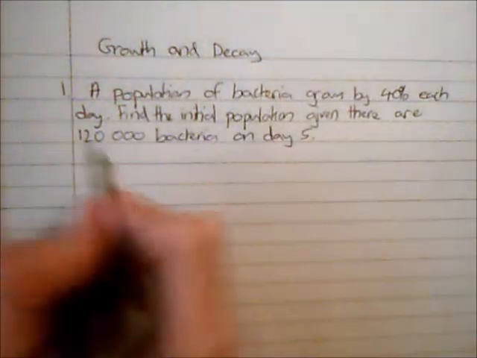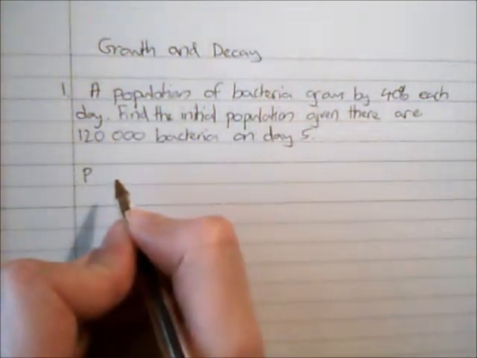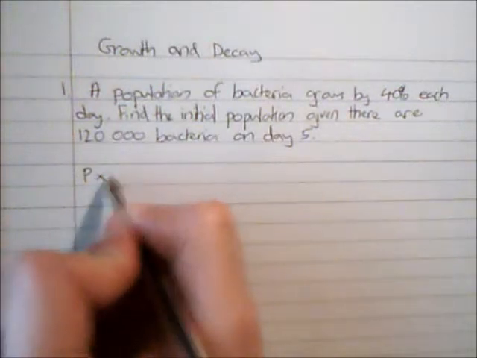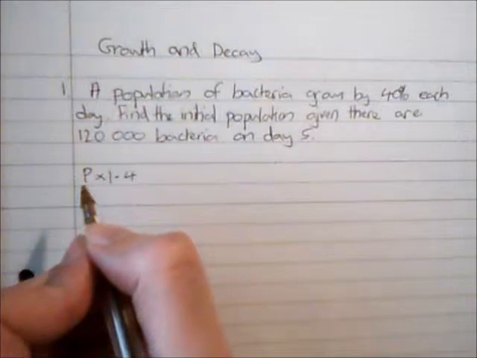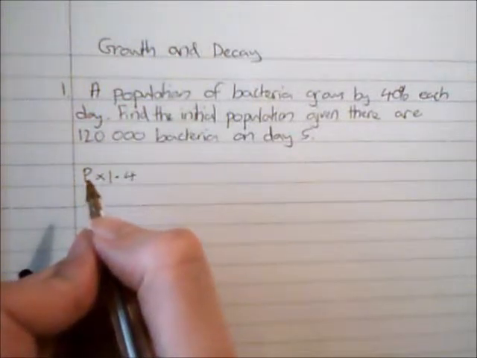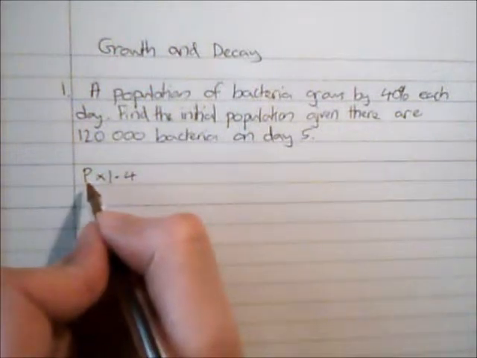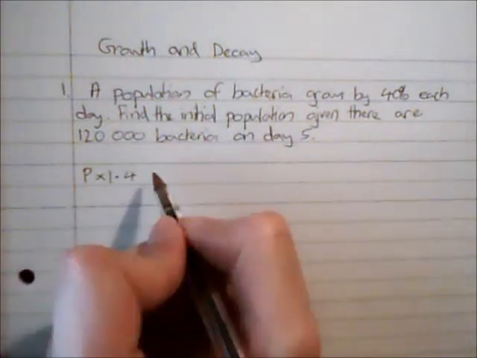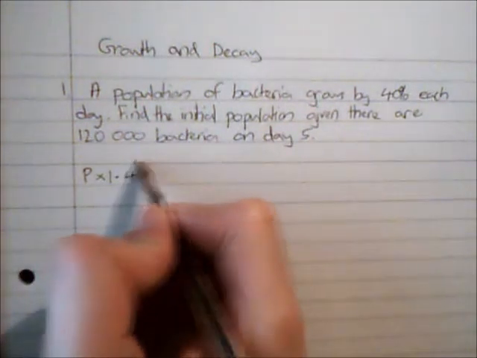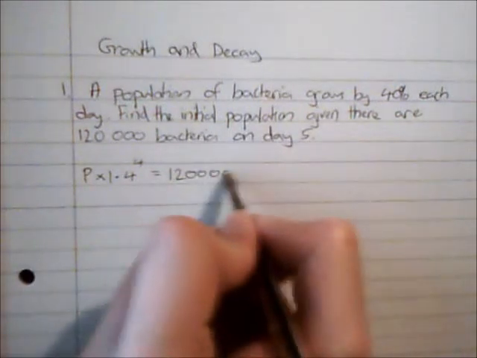So if we call the initial population P, each day it grows by 40%, so it's going to be 1.4 times the size of the day before. And this is going to continue for 5 days, so the first day it is P, the second day is P times 1.4, up to the 5th day where it's P times 1.4 to the power of 4. And we're told that is equal to 120,000.